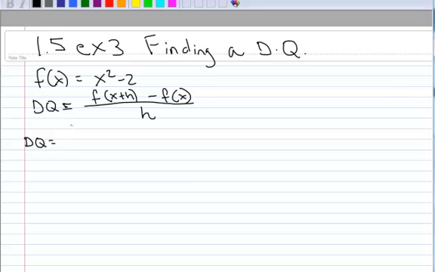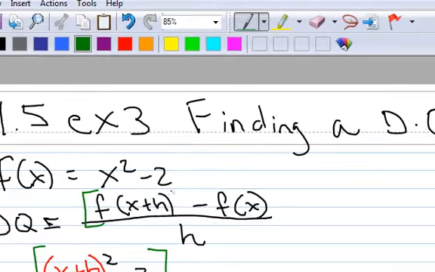We're going to put in, everywhere there's an x, we put in a x plus h. So notice in f of x, we have x squared minus 2. Let me change colors here. So everywhere there's an x, we put in a x plus h. Then we make this green. So this whole thing right here represents this. So f of x plus h is, for this particular function, the quantity x plus h squared minus 2.